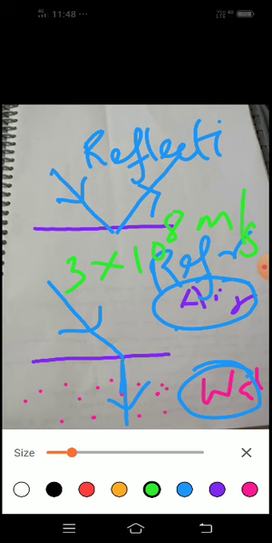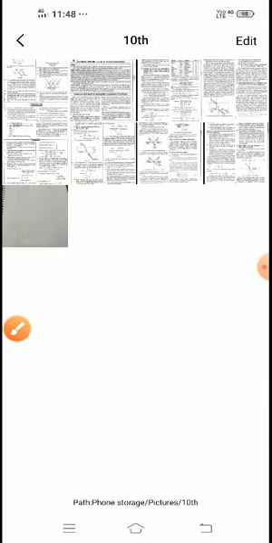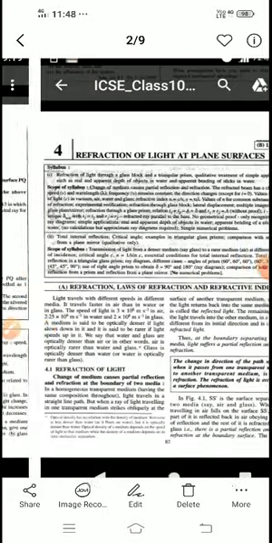This change in the speed of light waves due to the change in the medium is called refraction. Did you all understand? This change in the speed of light due to the change in its medium is termed refraction.